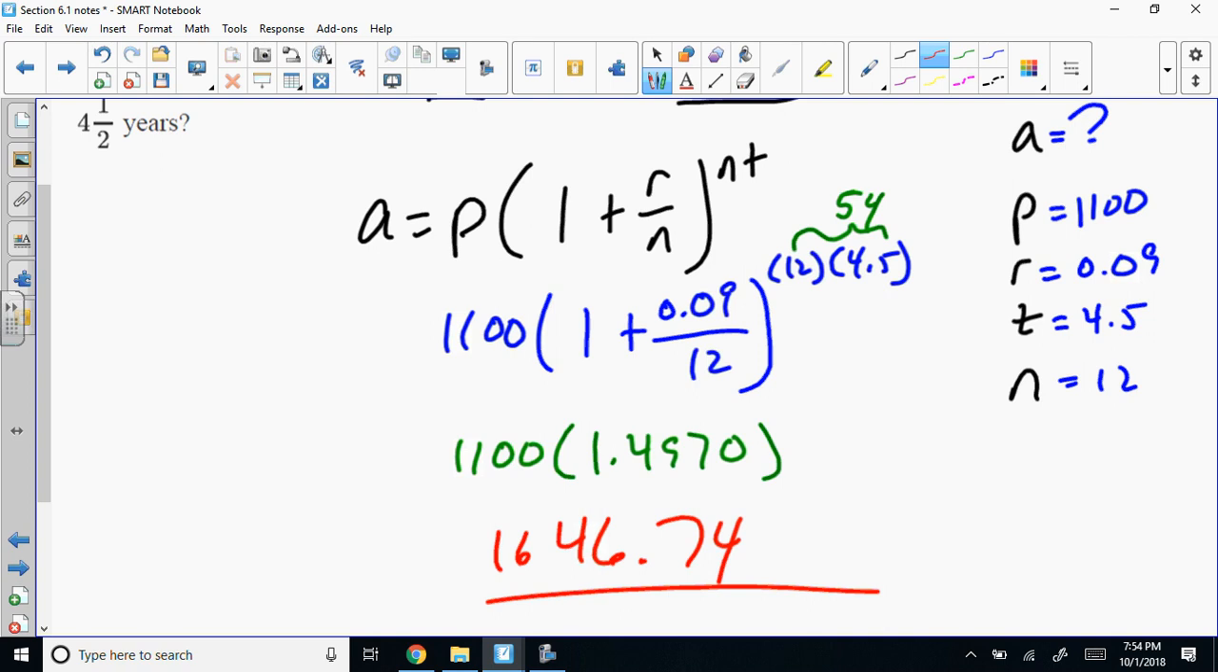Now, if you do it some other way, if you start rounding off or anything like that, you're going to introduce error. And if you start doing it with exponentials, the error can be dramatically compounded. Okay, so $1,646.74 for 4.5 years.